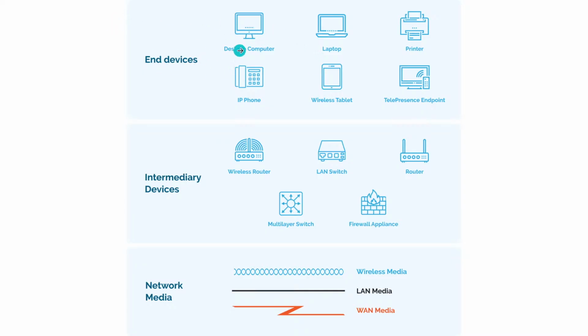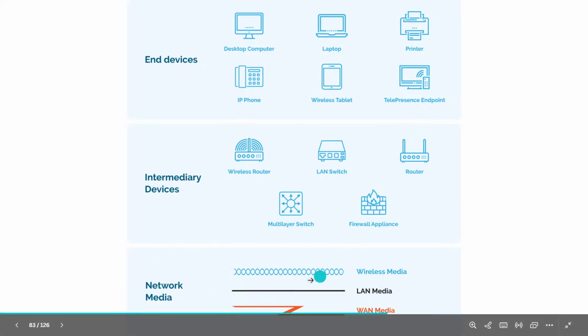Okay, so examples of end devices: desktop computer, laptop, printer, IP phone, wireless tablet, telepresence endpoint. These are the end devices. Next, we have intermediary devices: wireless router, LAN switch, routers, multi-layer switch, firewall appliances. We will see all these devices in practical as well, so just stay tuned with us. Next, we have network media: wireless media, LAN media, WAN media, etc.